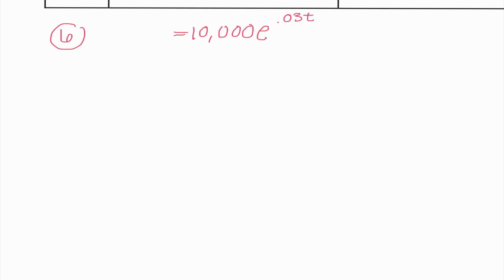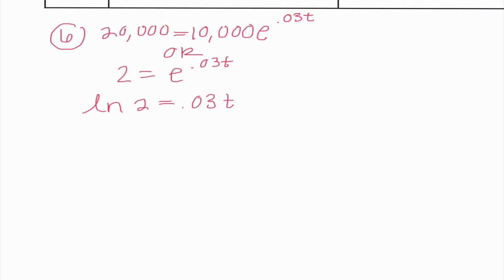0.03t. And if it's doubling, that would give us $20,000. Or what you could have done right away is seen that double. And remember, it doesn't matter what our initial amount is. This would be 2 equals e to the 0.03t. I want to stress these are both correct. Okay, in fact, if you use this method, our first step would be to divide both sides by 10,000, which gives me this equation. So if I'm solving this, I would have ln of 2 equals 0.03t.